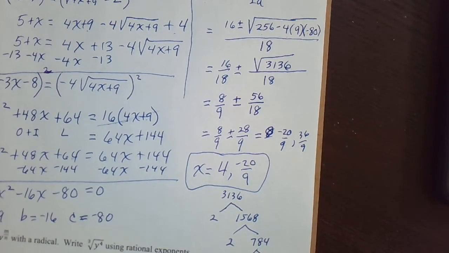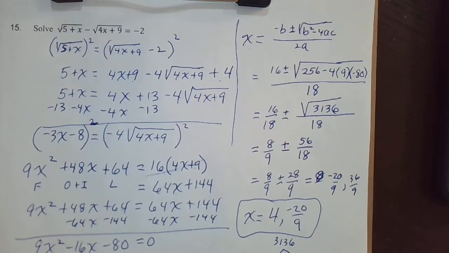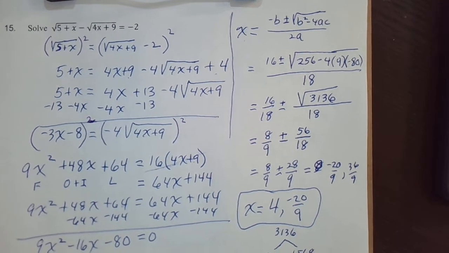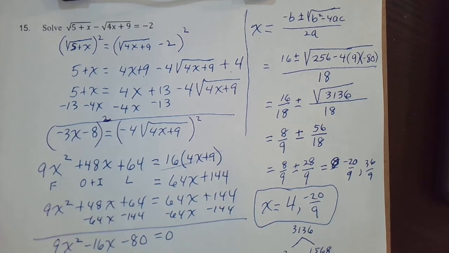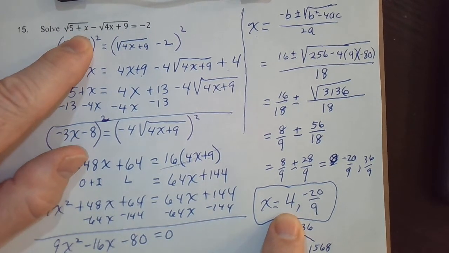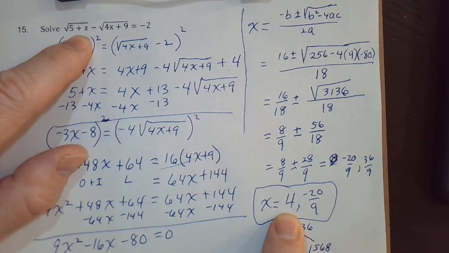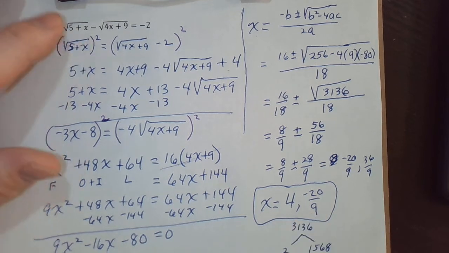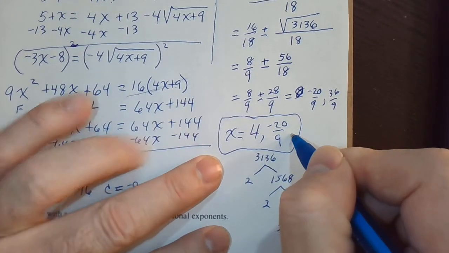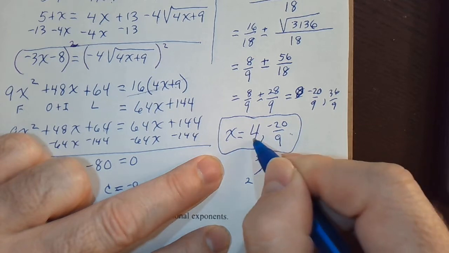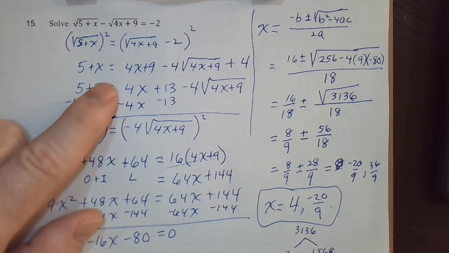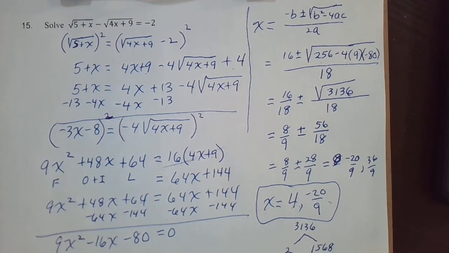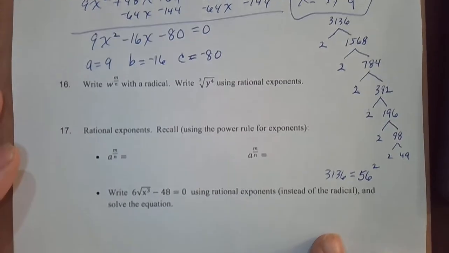All right, long problem, and we haven't plugged it in yet to see if they actually work. I think I'm going to leave that for you to do. You should plug in a 4, which would be pretty easy to plug in, and then negative 20 over 9 would be a little bit tougher. So I'm going to leave this as the solution, but make a note that I did not check. I did not plug both of them in to make sure that they work in the original equation. Wow, that took much longer than I expected.